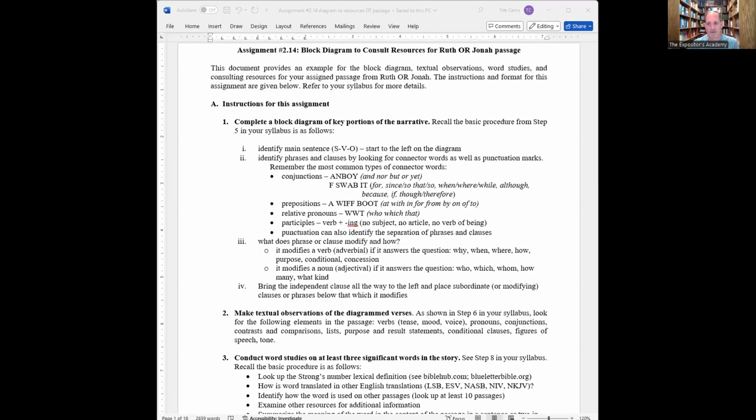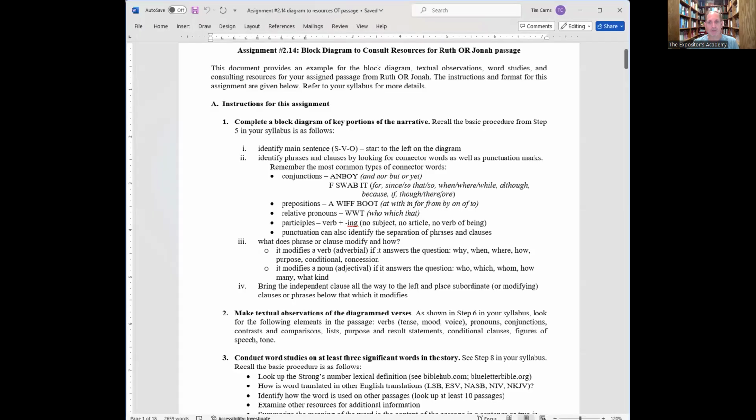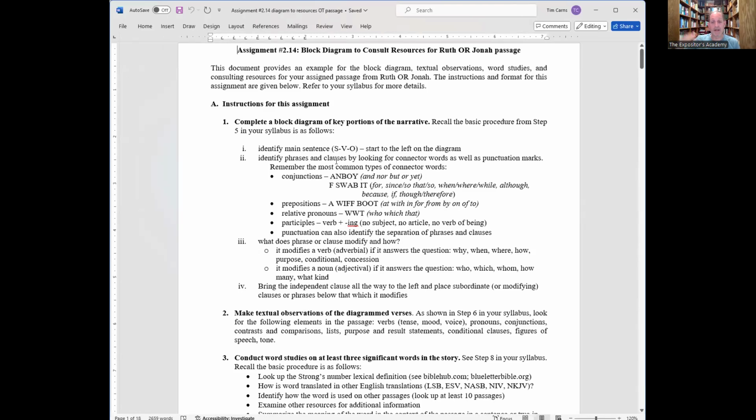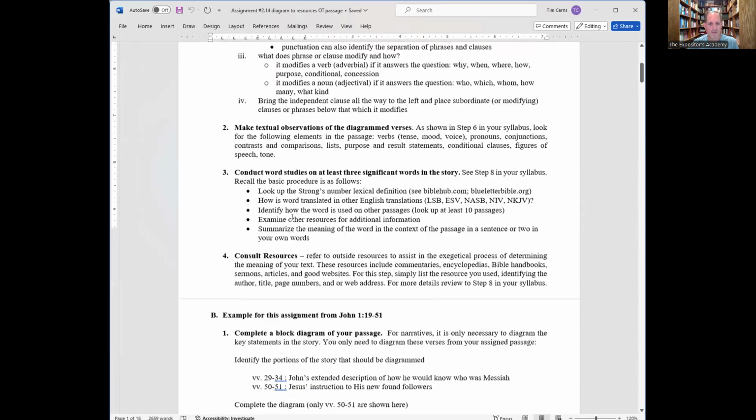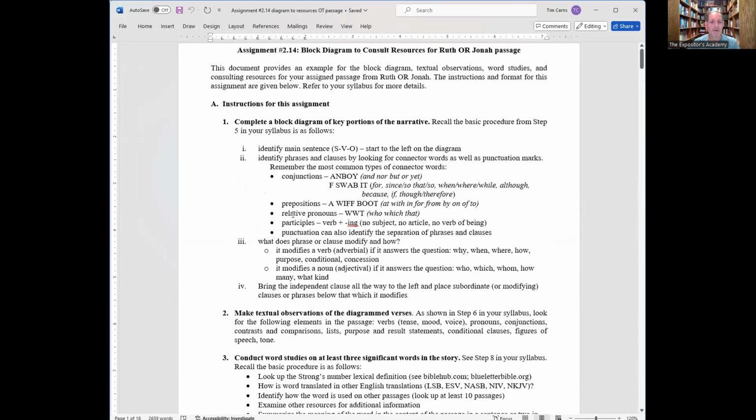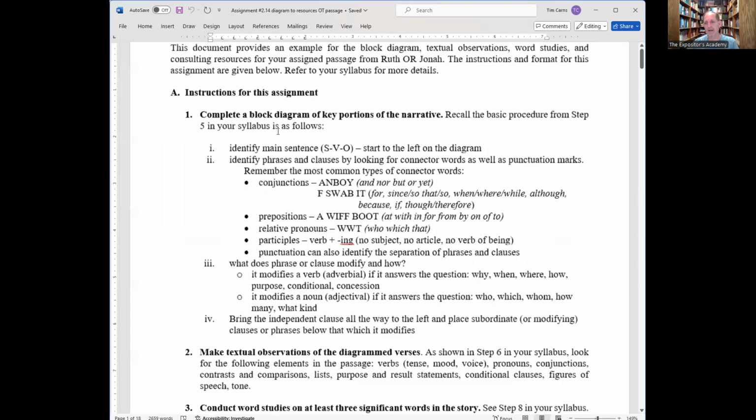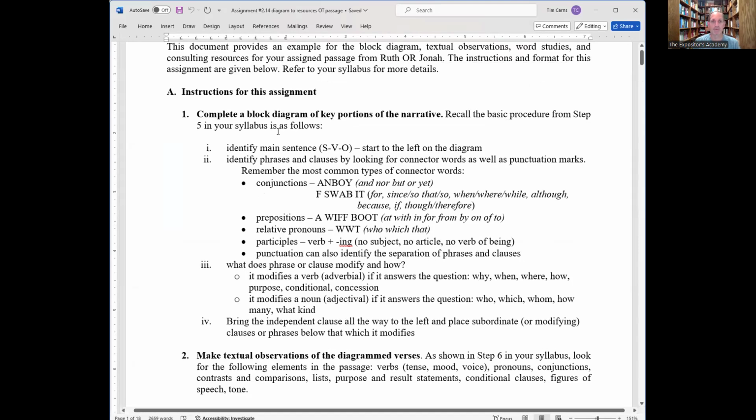If you'll remember, this was the assignment that had several steps, basically from the block diagram to the exegetical idea, or to consulting resources. So the first step we looked at last time was diagramming, and we did a review of that. As you remember, for diagramming in the narrative, we don't really need to diagram the entire narrative, just a few of the key parts of that narrative, really any instructive portion of the narrative or any key dialogue or extended dialogue in the narrative.